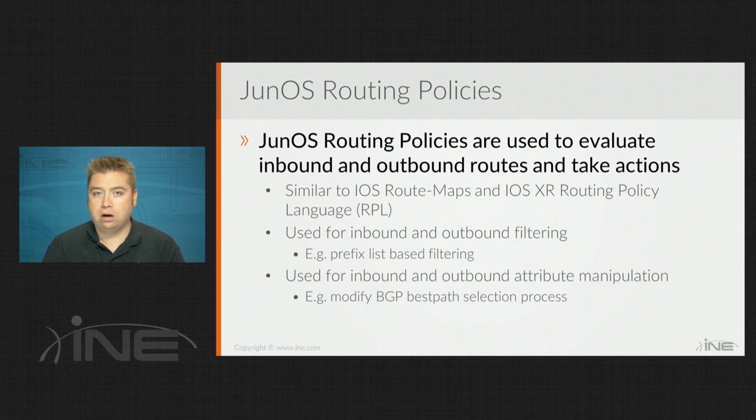Where in the case of regular IOS route maps, it's normally just a top-down process that we say if the match is true, then we're going to perform some action, like permit or deny a prefix, modify options like maybe a tag value if we're doing redistribution, or modify attributes like local preference, AS path information if we're talking about BGP.